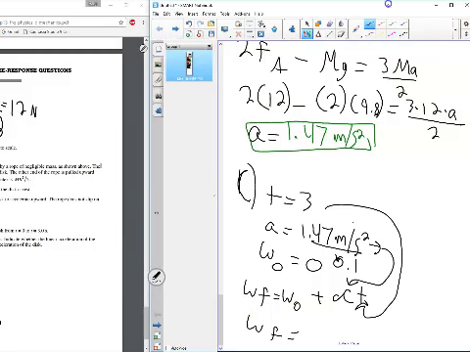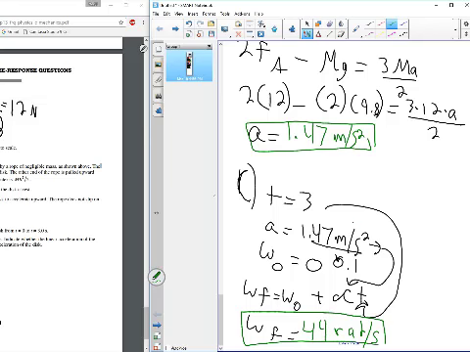So WF would be equal to, I don't think I put this in my calculator yet, but here, let me plug this in. All right, so I think this is going to be 44 radians per second. Yeah, 44 rads per second. Awesome. All right, so that's part C.